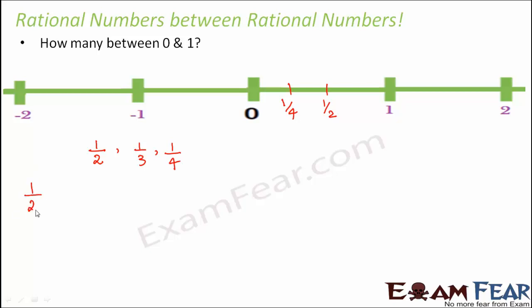Let's see. Now 1 by 2, I can very well write 1 by 2 as 10 by 20, because 10 by 20 would actually mean 1 by 2, right?